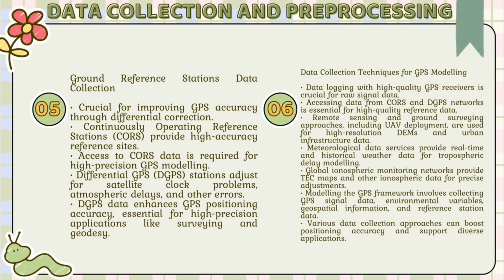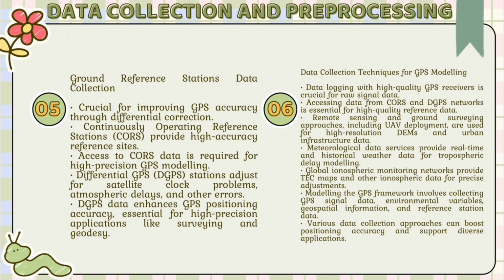Ground reference station data collection. Crucial for improving GPS accuracy through differential correction. Continuously operating reference stations (CORS) provide high accuracy reference sites. Access to CORS data is required for high precision GPS modeling. Differential GPS (DGPS) stations adjust for satellite clock problems, atmospheric delays, and other errors. The DGPS data enhances GPS positioning accuracy, essential for high precision applications like surveying and geodesy.